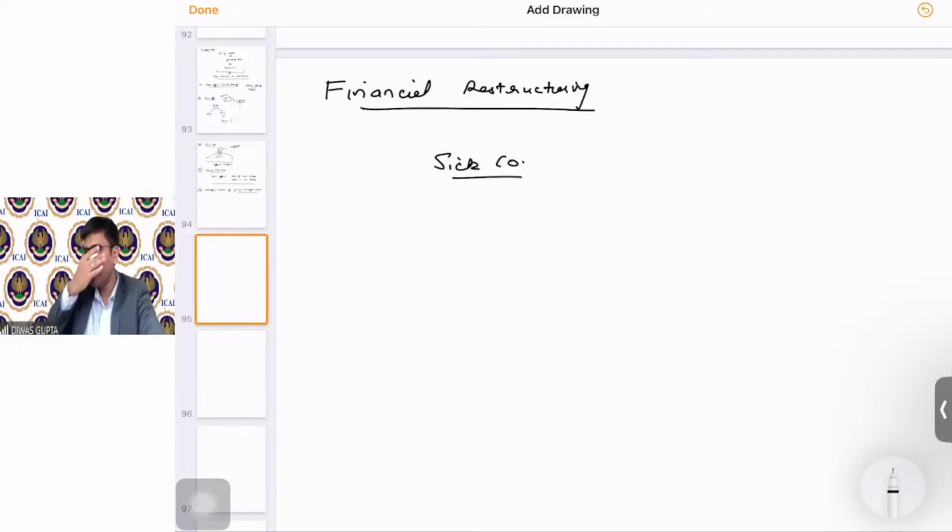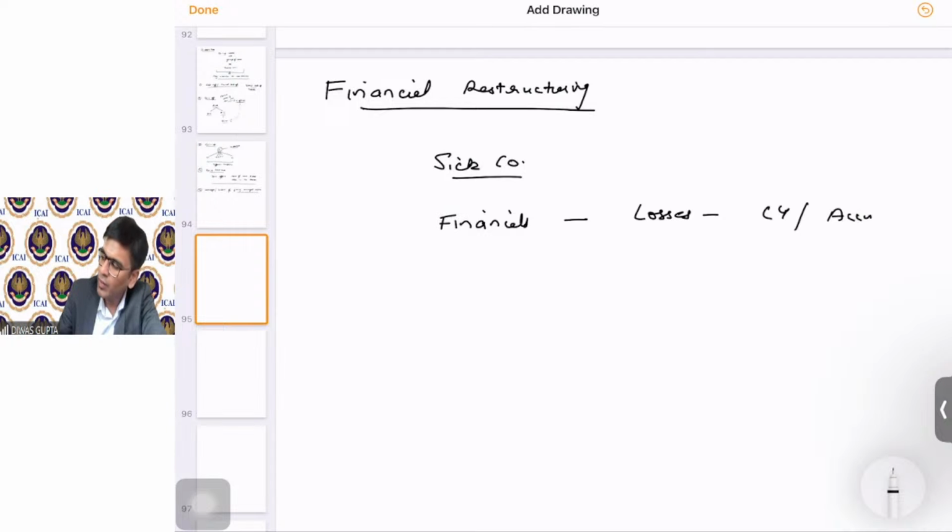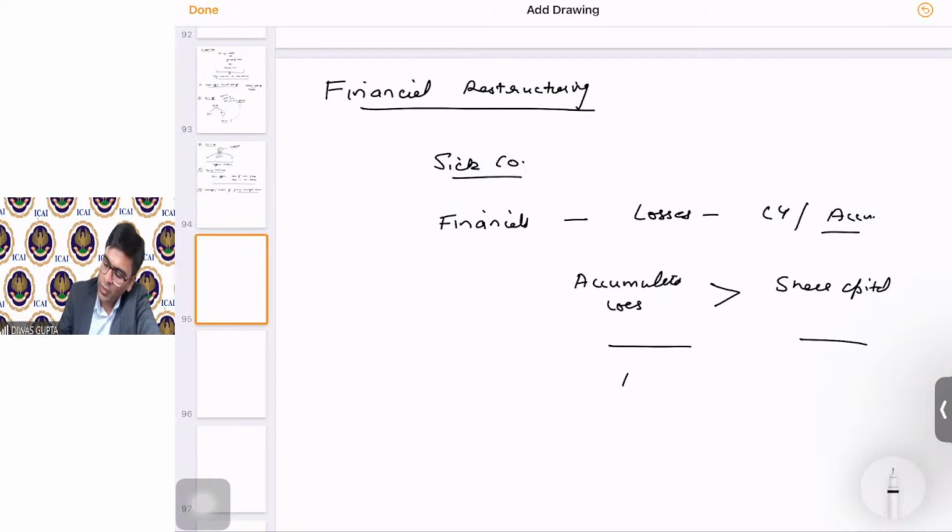Sick company means that it is going through a very tough phase on the business side, on the financial side, right? So in its financials, there are losses. Current year also and accumulated also, everywhere there are losses, right? And even accumulated losses are greater than the share capital. This is also called as negative net worth, right? And there is no future planned also for these type of companies because there is no visibility by when they will be able to revive themselves. Okay, understood? I think these type of companies are called as sick companies, right?